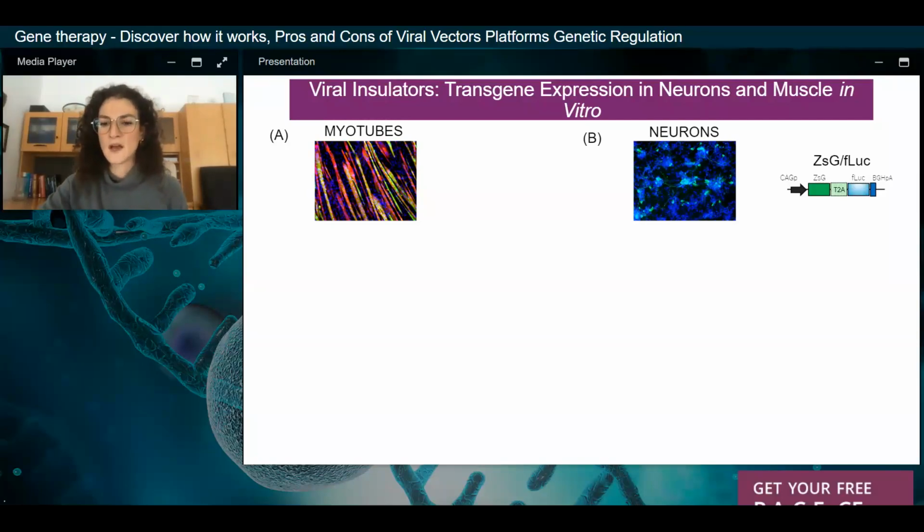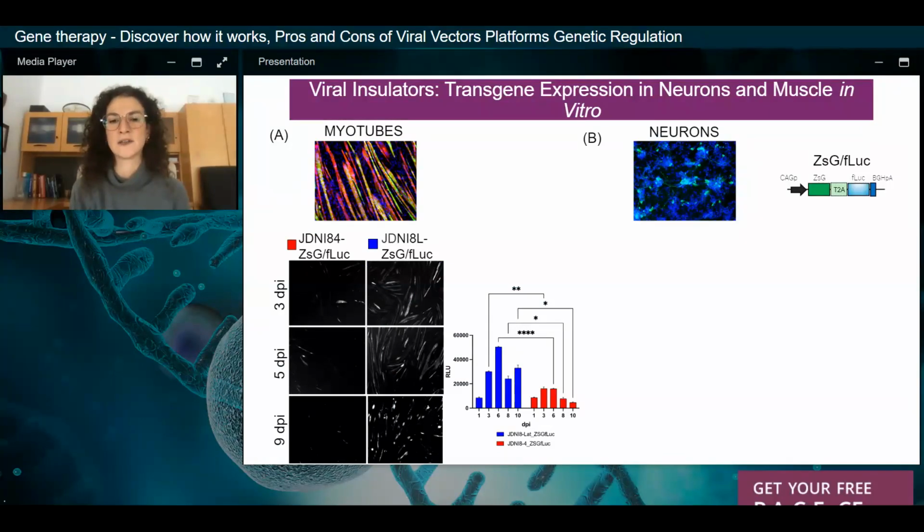And upon transduction of differentiated myotubes, we observed that under the same promoter and with the same reporter gene, the LAT locus, or better, the viral insulator elements surrounding the LAT locus, were able to protect the transgene cassette to a higher extent compared to the ICP4 locus. Here we have a luciferase quantification in the graph, and every time point, with the exception of the first one, shows significantly higher level of expression from the LAT locus.